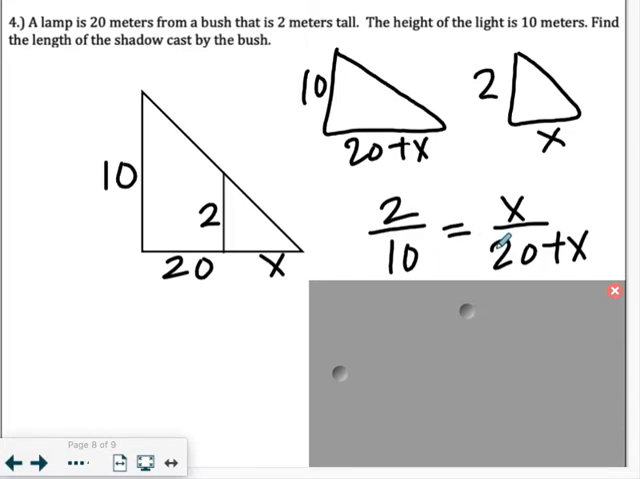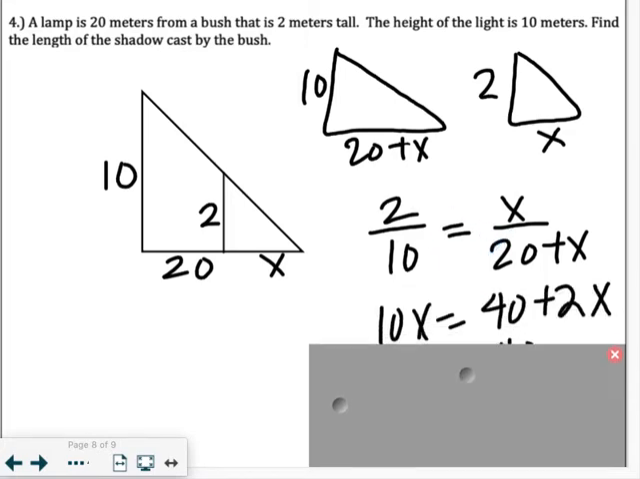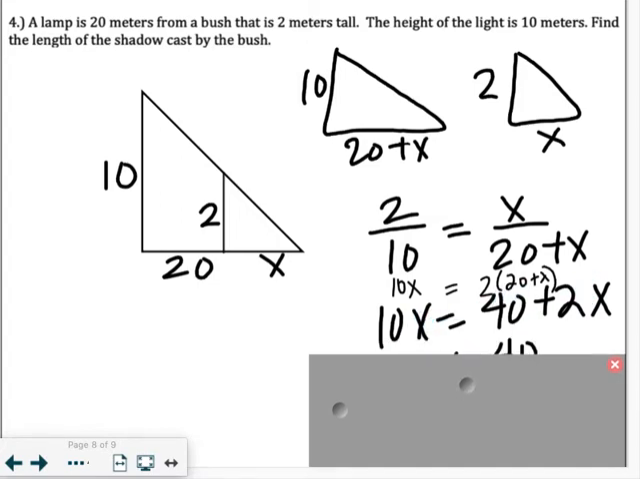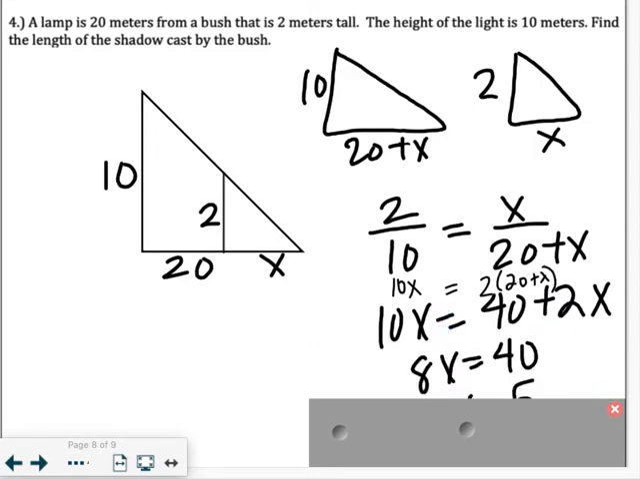Set cross products equal to each other. Again, right here, 2 times the 20 plus x. I distribute. 2 times 20 is 40. 2 times x is 2x. So I have variables on both sides: 10x equals 40 plus 2x. Subtract 2x from both sides, leaving me with 8x equals 40. To get x by itself, I'm going to divide by 8.